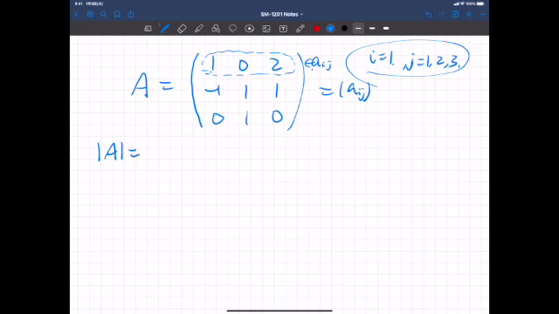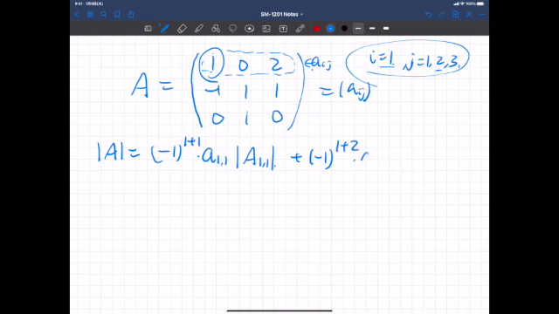So the definition goes like this. First, negative 1 to the power of 1 plus 1, then we multiply by this element a_11, and we calculate the determinant of the A11 matrix. Plus negative 1 to the power of 1 plus 2, a_12, and the determinant of A12. Plus negative 1 to the power of 1 plus 3, a_13, and the determinant of A13.